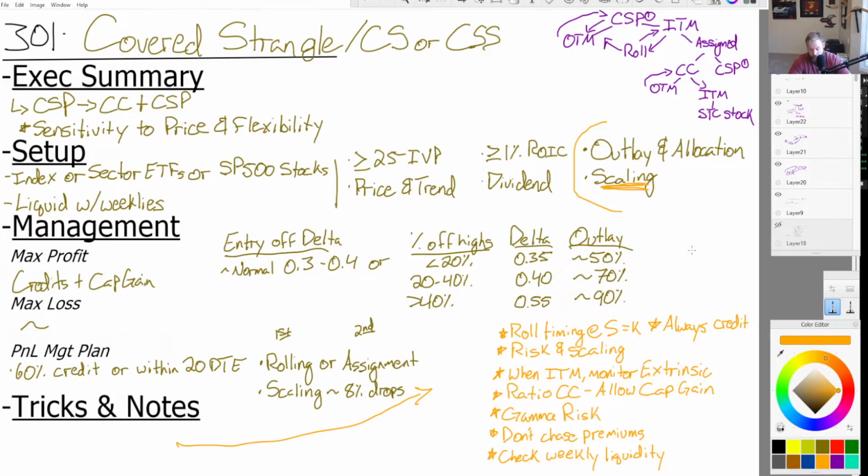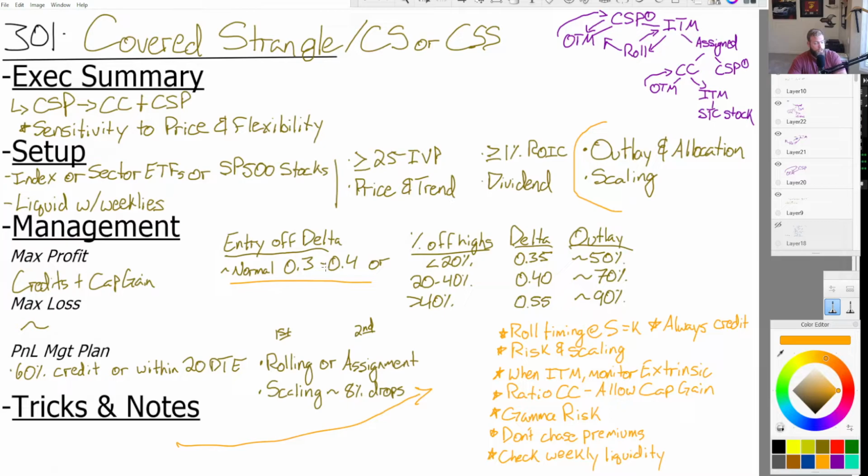That's what scaling is. So let's talk about how those two look based on this right here, entry off of delta. Normally I'm going to enter my cash secured put with 0.3 or 0.4 delta, typically somewhere between the two. What I find is that gives me a good balance between the premium I'm receiving as well as not necessarily fighting every single trade that I have on. The higher your delta, the higher the probability that you're going to be managing that trade at some point, but the higher the delta, the more you're going to get paid for it.